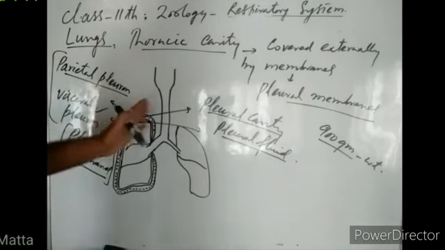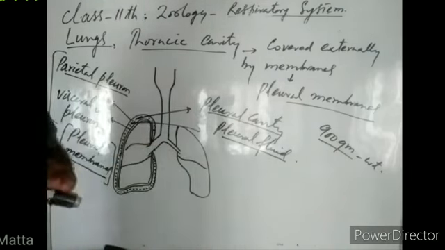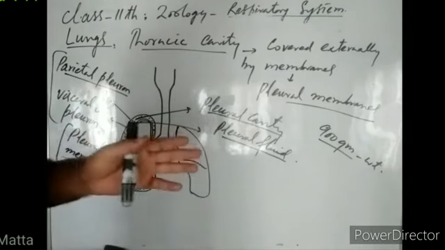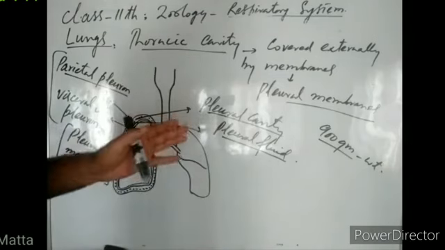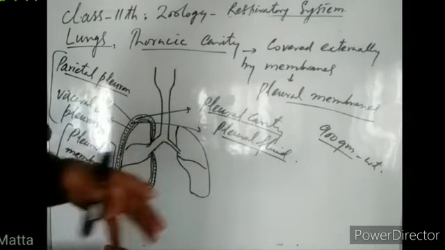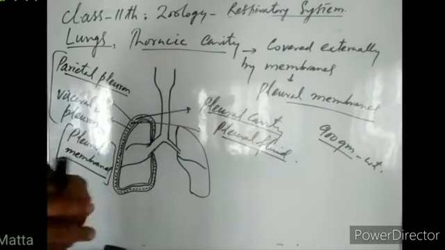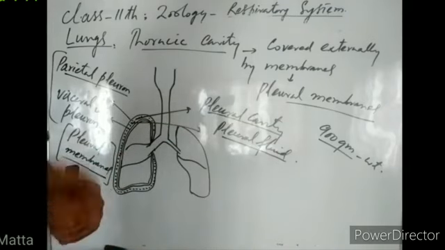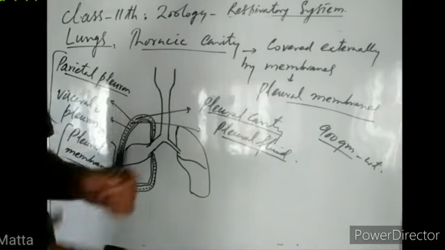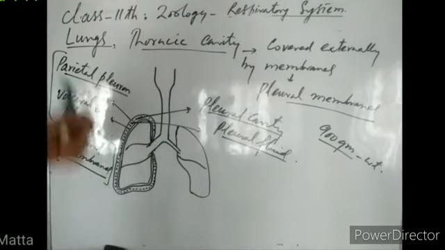So these pleural membranes protect the lungs externally. They provide frictionless movement to the lungs. They act as shock absorbers, and they also help in the inflation of the lungs by generating a negative pressure on the lungs at the time of inflation, right? So that is the function of these pleural membranes.